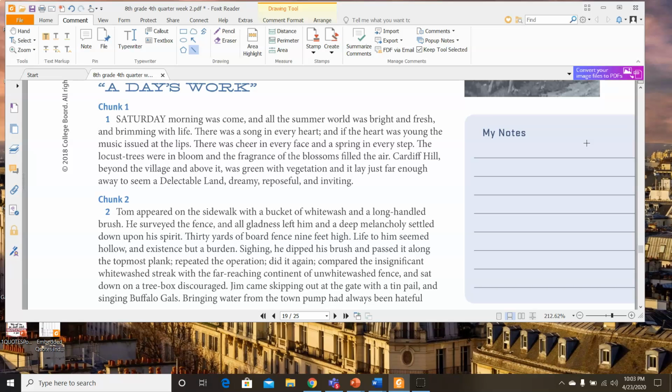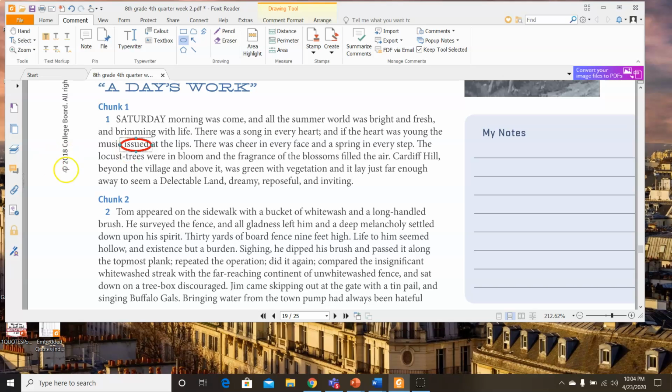So I'm going to pause here. The first thing I'm going to do is look for vocabulary that I don't know. So I'm going to grab my circle tool, and I'm going to say, which of these words do I not really recognize? Well, the way they used issued here is kind of unusual. I'm going to guess that what they're talking about is that there's a song in their heart, and if the heart was young, so like if the person's a young person, then they'll probably sing the song that's in their heart. So music issued at the lips will probably mean like the lips are issuing music.